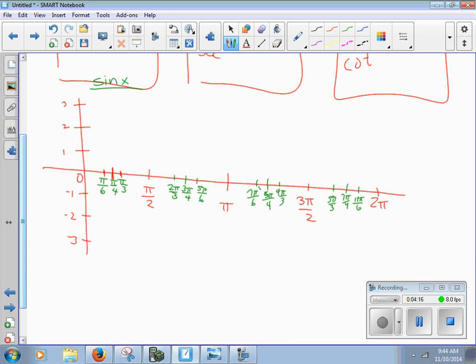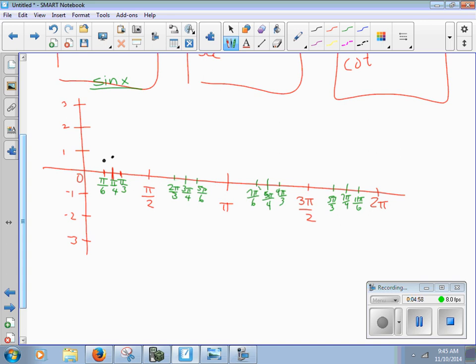0.5, right? So at pi over 6, I'm going to go over right pi over 6, and I'm going to go up 0.5. You want this to be as accurate as it can be on paper. Go down your column to pi over 4. What is the sine value of pi over 4? 0.7. So I'm going to go up just a little bit. We have to draw a series of dots, and then we're going to connect them with this nice, beautiful curve.